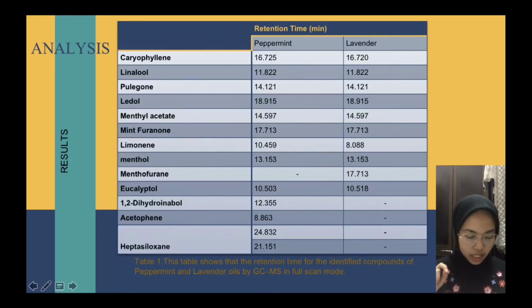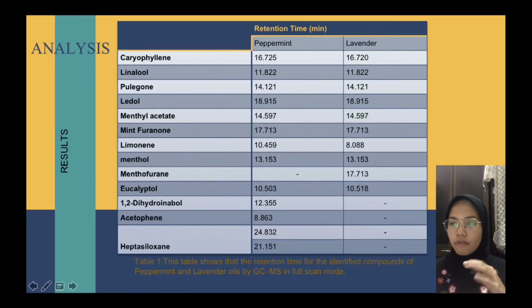And for limonene, for peppermint we get 10.459, and for lavender we get 8.088. For menthol, we get 13.153, and for lavender we also get the same value. But for mentofuran, for peppermint we don't get any value, but in lavender we get 17.713. And for eucalyptol, in peppermint we get 10.503, and in lavender we get 10.518.